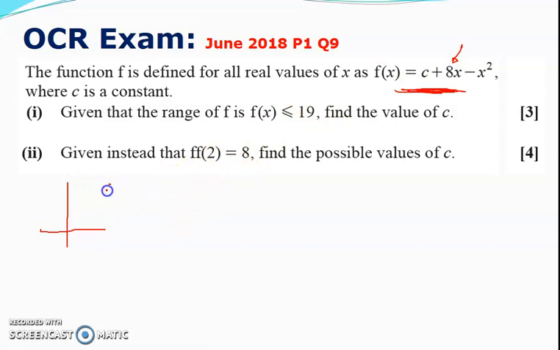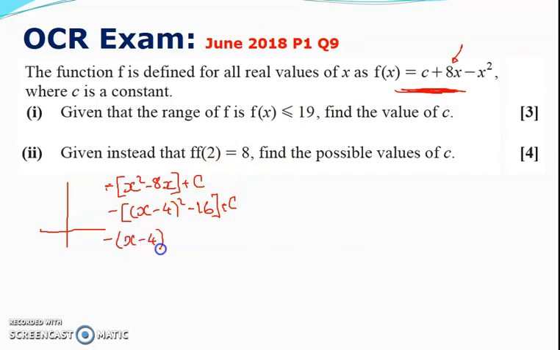It might be easier. So I've got a minus x squared, so it's probably easier to take x squared minus 8x out and treat it like a constant plus a c. And then I say to myself, well, that's x minus 4 all squared minus the square of 4, which is 16, plus c, and therefore my graph is actually minus (x minus 4) all squared plus 16, minus and minus, plus a c.